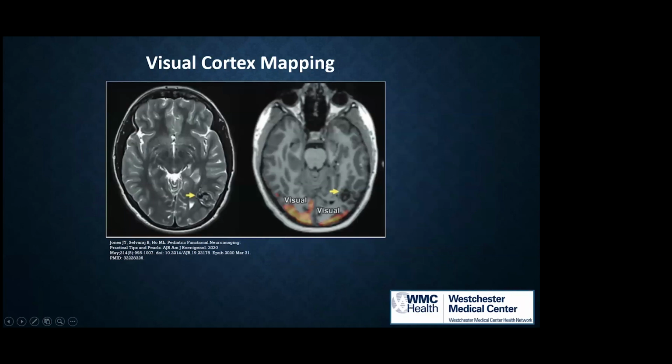I couldn't find one of my own examples because we don't perform this live, so I apologize. But I borrowed an example from the literature. Here's an arteriovenous malformation in the left temporal occipital region. And during a visual task, we can see foci of BOLD activation in the bilateral occipital lobes.